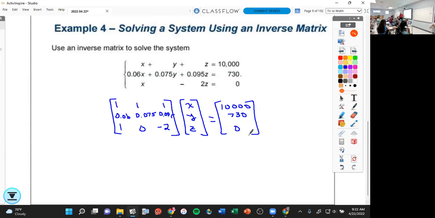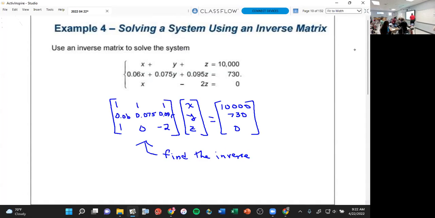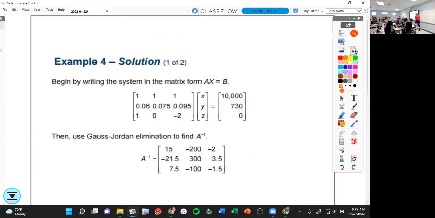So what I need to do is find the inverse of this matrix. Lots of ways of doing that. We've talked about them already. I'm going to the next slide. So once we do all of that, we find out that the inverse of that matrix is right here. I'm not going through the process of solving for that inverse, but there's the inverse.